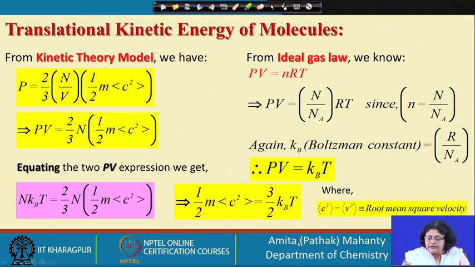So, from the ideal gas law we have got this PV, from the kinetic model we have got this PV. So, we equate these two PVs. If we equate these two PVs, what do we get? We get half m c square equal to 3/2 kT, where c, or sometimes we write v also, is the root mean square velocity of the particles.